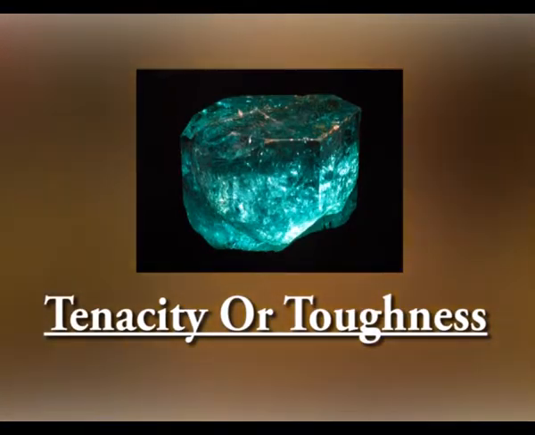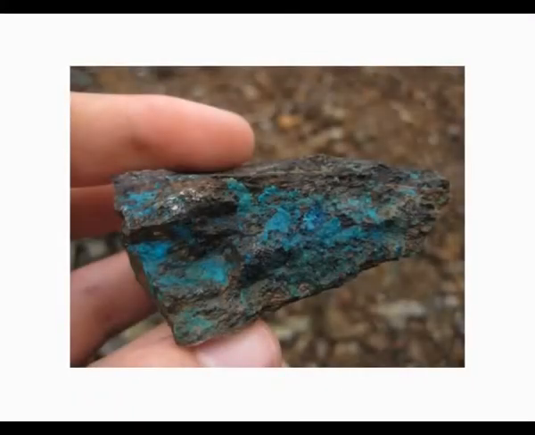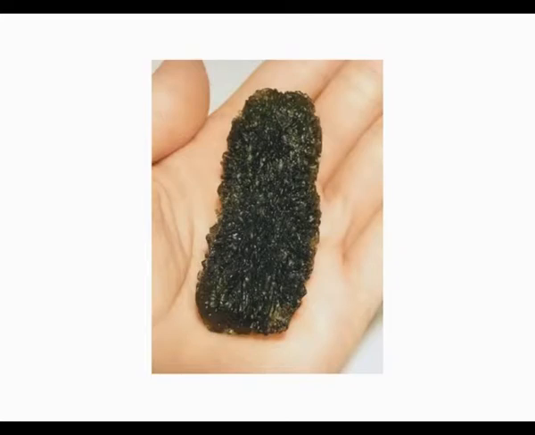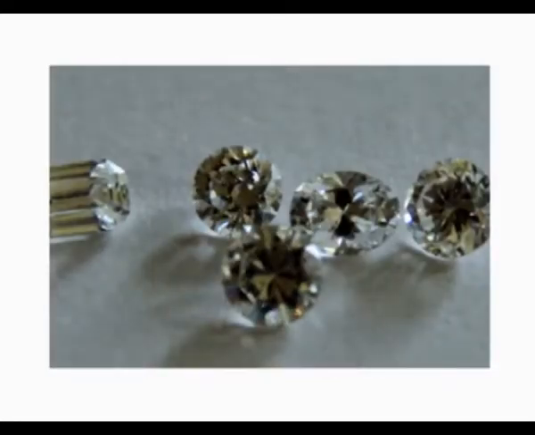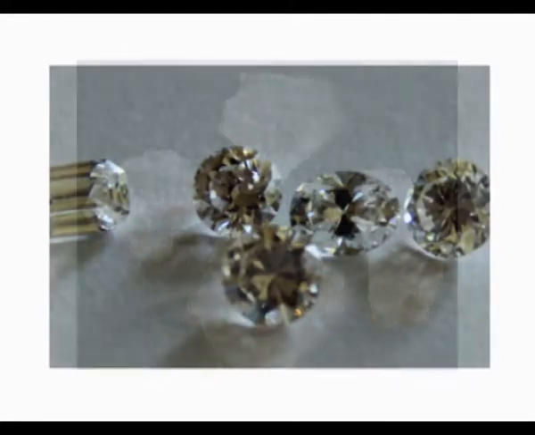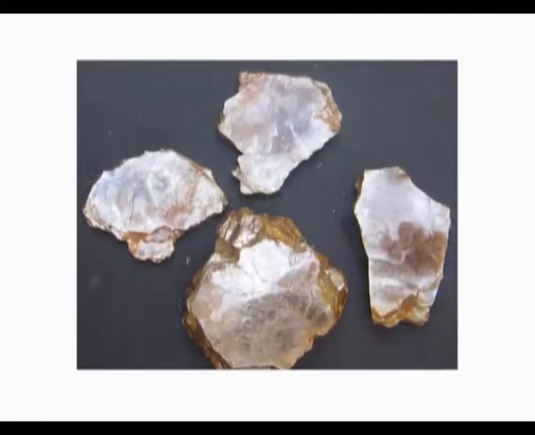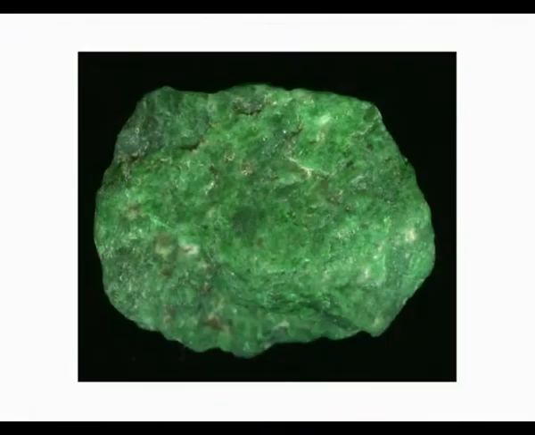Tenacity or toughness. Tenacity or toughness is the ability of a stone to withstand pressure or impact. Minerals which crumble into small pieces or powder are said to be brittle. If a gem bends but returns to its original position, it is said to be elastic. For example, mica, nephrite, jadeite. These minerals are tough and difficult to break.